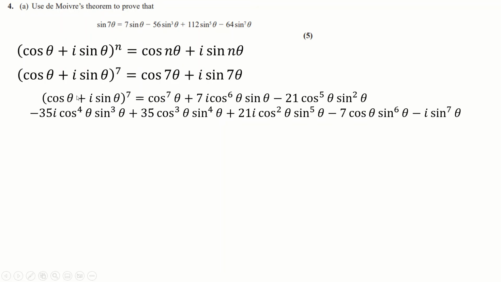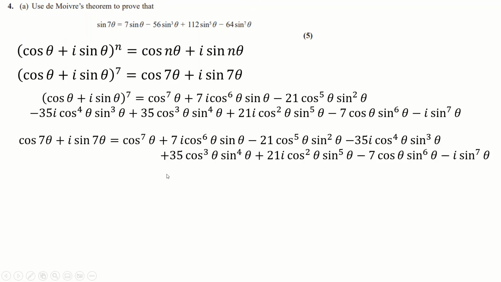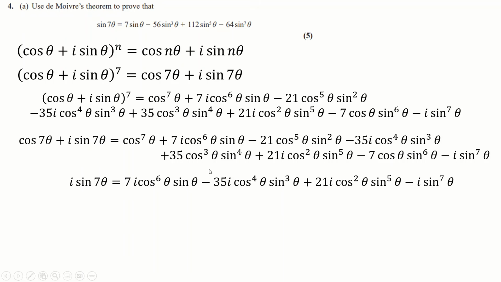But of course, this thing here is equal to this thing here by de Moivre's theorem, so we can say that. If this thing is equal to this thing, then whatever has an i attached to it must be equal to all the things that have i's attached to them, and whatever doesn't is equal to whatever doesn't. So this i sine 7 theta must be equal to just the terms that have i in them, which are those 4 terms there.